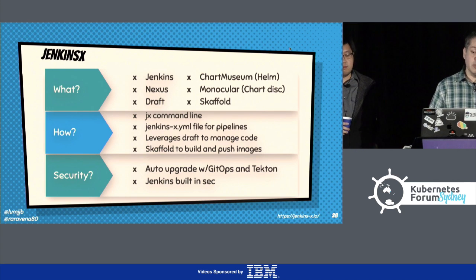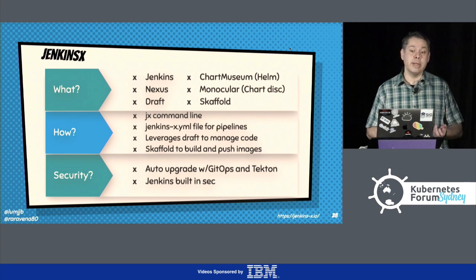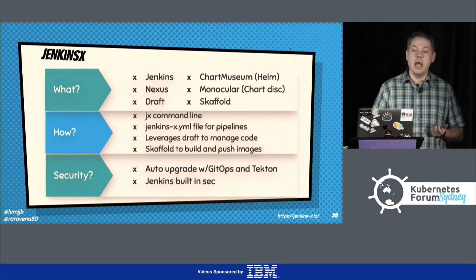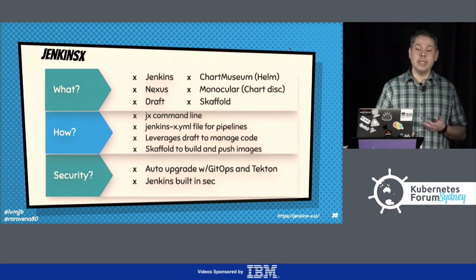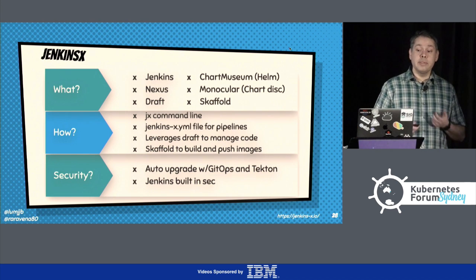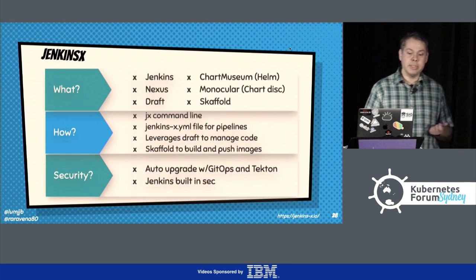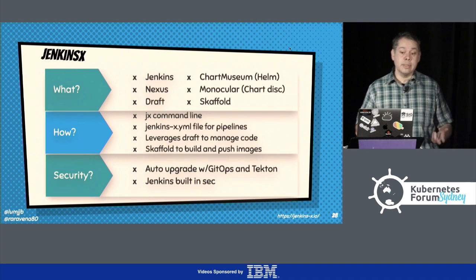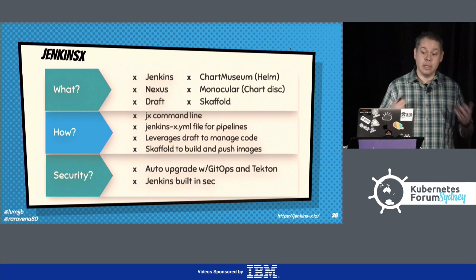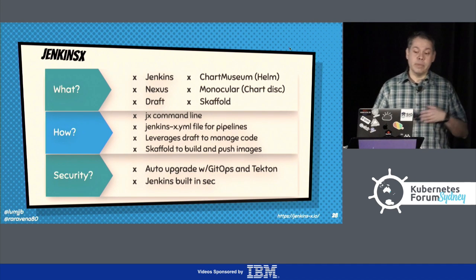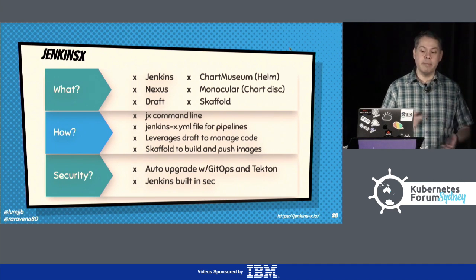Jenkins X is another complex tool. It's based on the original Jenkins, but it has a lot of other components. For example, it has a chart repository. It has a way to discover those Helm charts. It uses some of the other tools that I talked about earlier, like Skaffold and Draft. It uses Draft to manage the source code, and it uses Skaffold to build and push the container images. And if you want to add that extra security, you can use auto upgrades with GitOps and Tekton. And Jenkins has its own built-in security tool with a lot of plugins, so you can use that as well. For example, integration with LDAP and different types of authorization and managing the users.